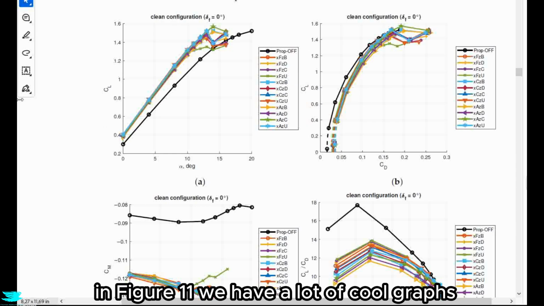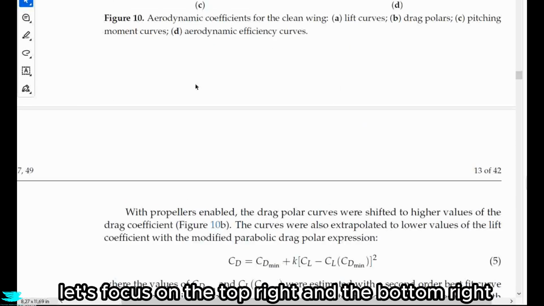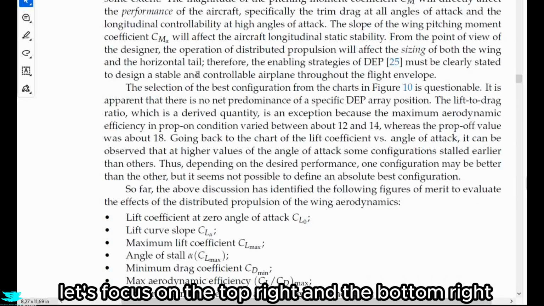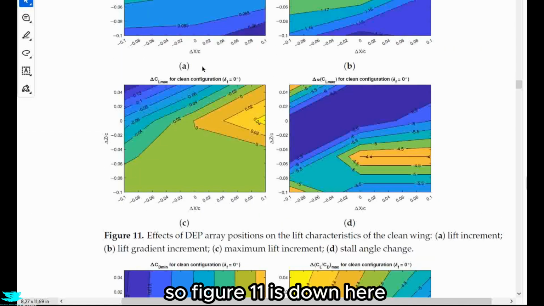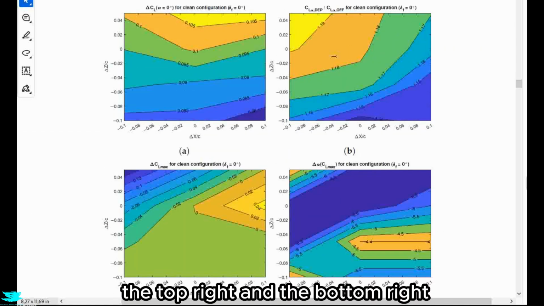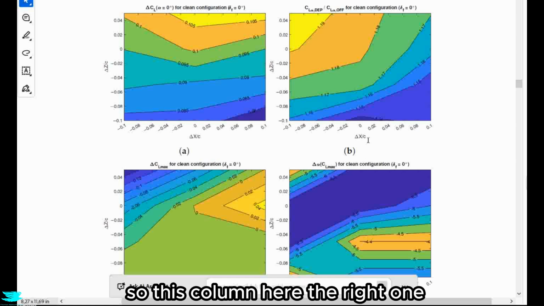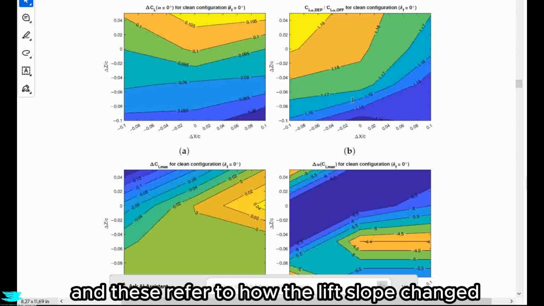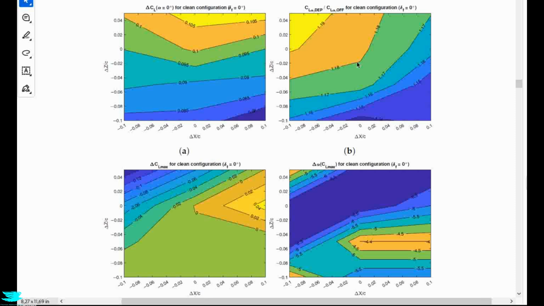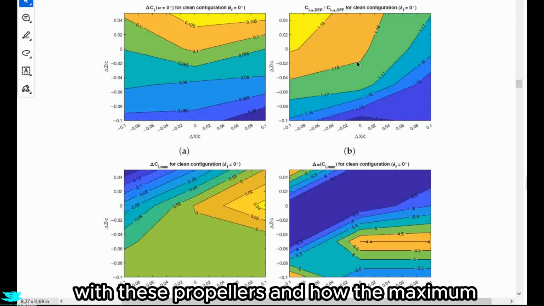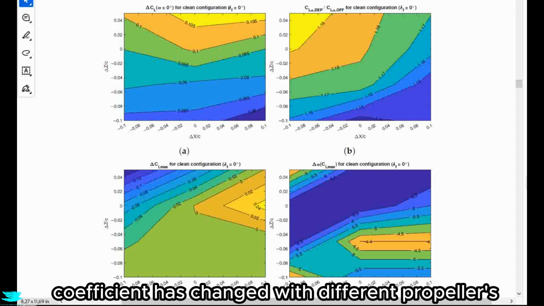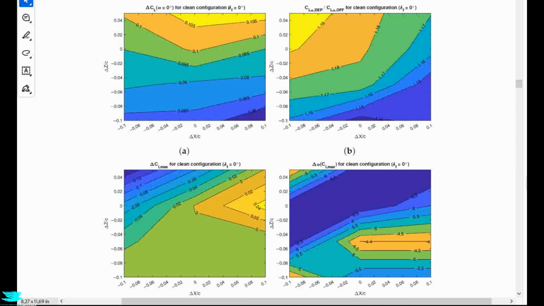In figure 11, we have a lot of cool graphs, but let's focus on the top right and the bottom right. So figure 11 is down here. So the top right and the bottom right. So this column here, the right one. And these refer to how the lift slope changed with these propellers and how the maximum lift coefficient has changed with the different propeller positions.